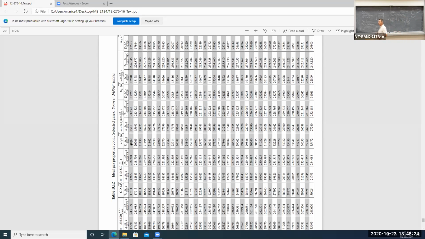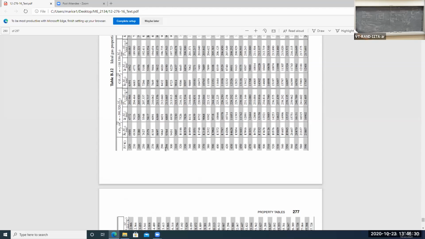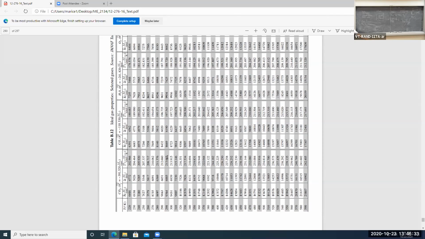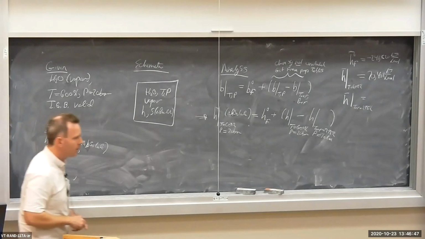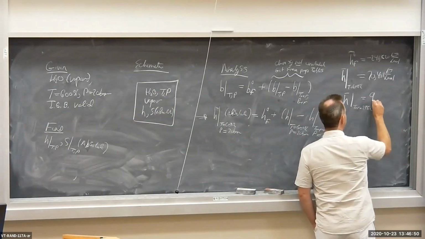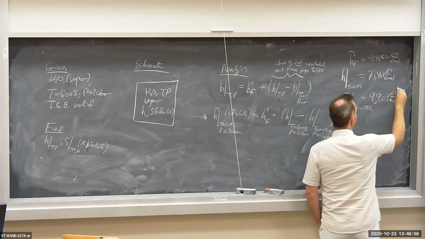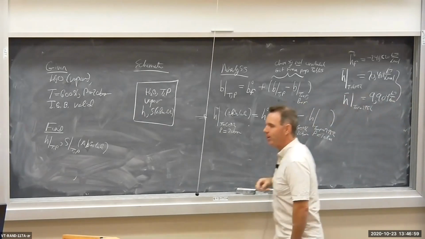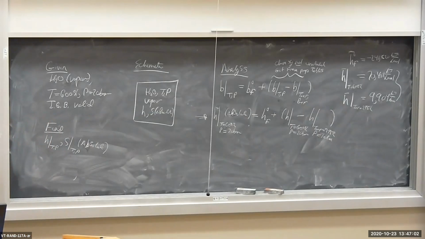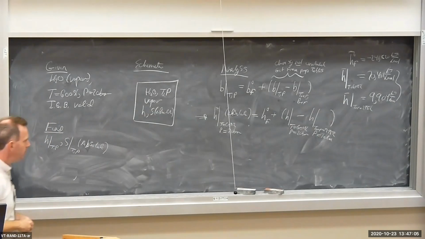Let's go to 298. Remember, these properties here do not include the effects of chemistry, and they don't need to. The effects of chemistry are in the enthalpy of formation. So at 298, which is our reference temperature, I get 9904 kilojoules per kilomole for H2O. I want to point out these last two specific enthalpies came from the property table, B12.